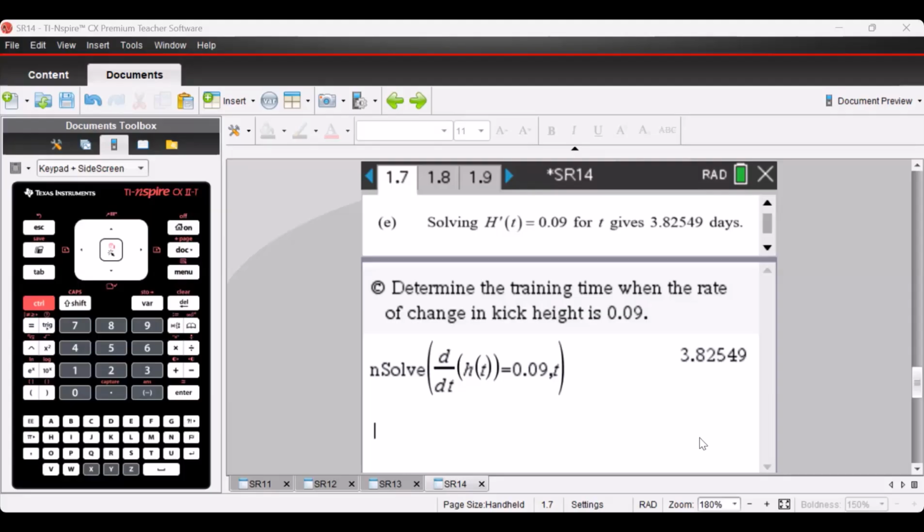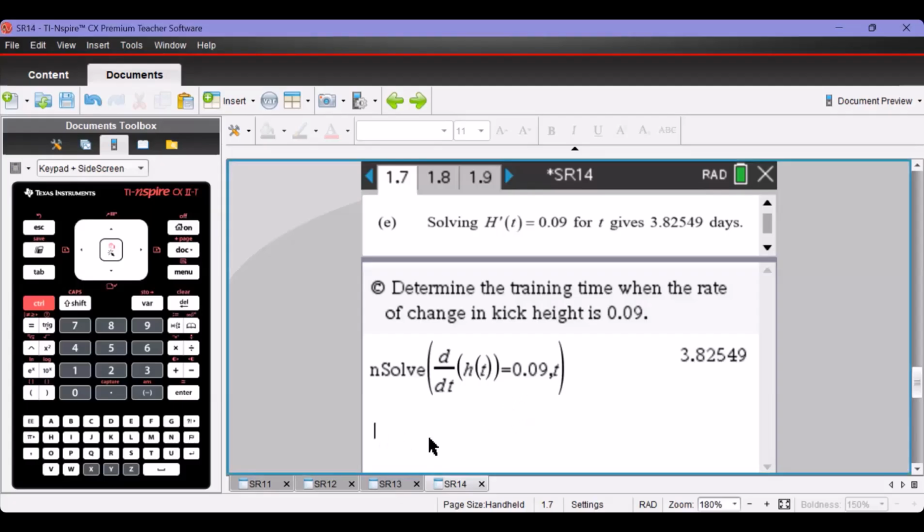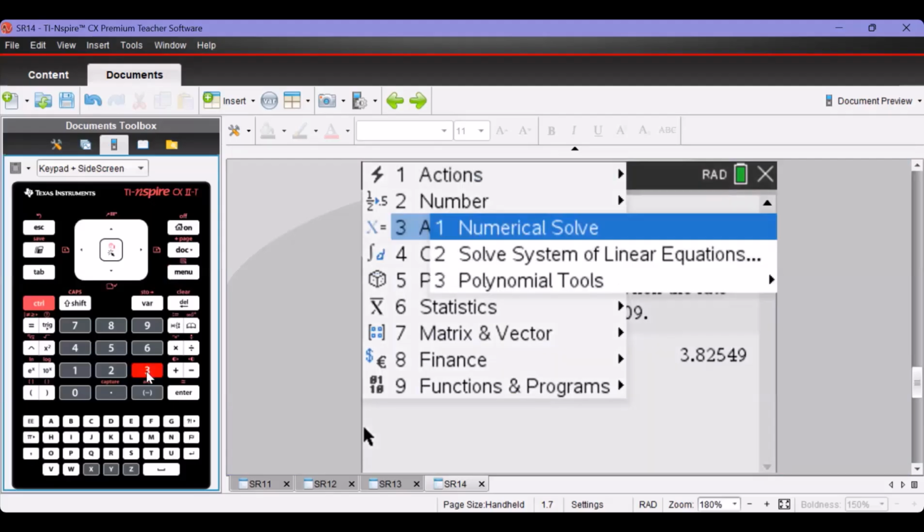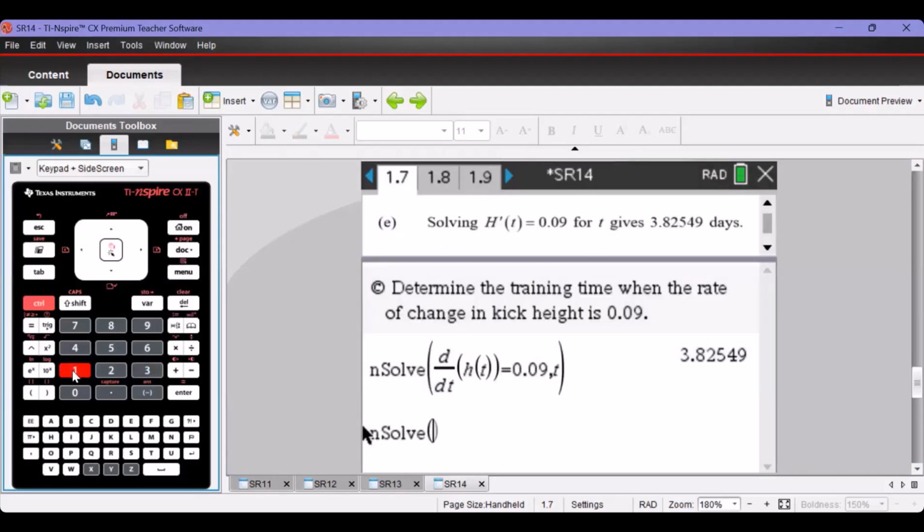Now, let's see how we enter in this rather complicated looking entry. It's not as complicated as what you might first think. So on a new entry line, we're going to press menu, 3 for algebra, 1 or enter for numerical solve. Now, we can be quite confident that we can use the numerical solve because there's only one solution. We can tell there's only one solution to this equation.